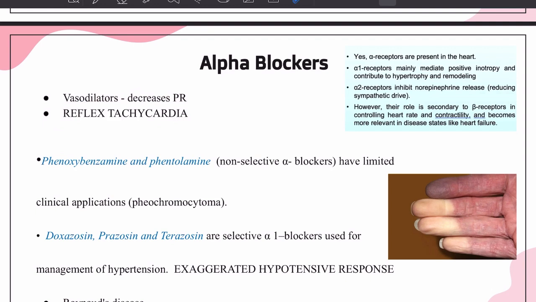Anyway, they are used. You have your selective alpha 1 blockers that are usually used for management of hypertension, but again, the whole hypotensive response is seen. Then you have the non-selective alpha blockers, which are very limited, and we usually only use them in pheochromocytoma. Other than pheochromocytoma and hypertension, we also have Raynaud's disease, which is basically a disease where any painful or cold stimuli causes constriction via the alpha receptors, and it causes this sort of lack of blood or cyanotic endings to be seen, so we can block the alpha receptors in treating them.